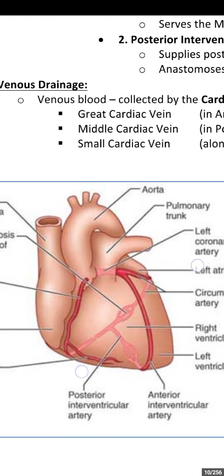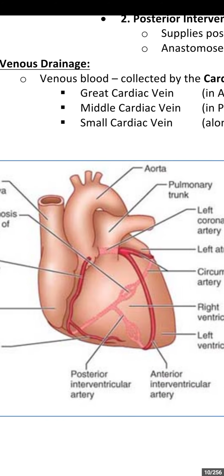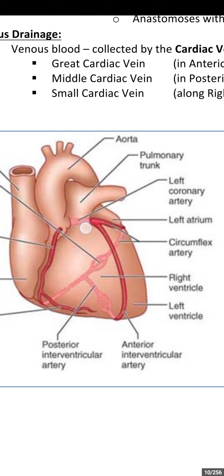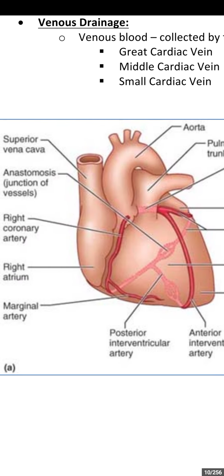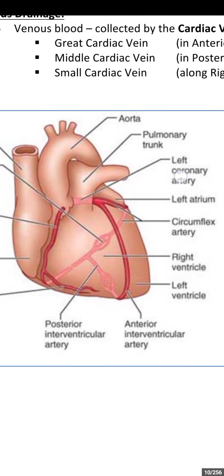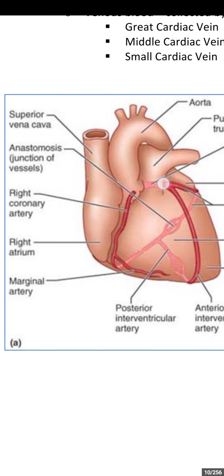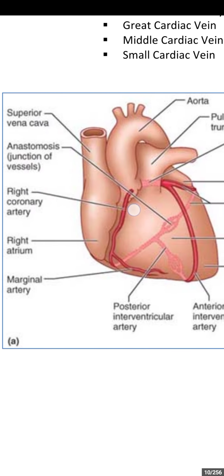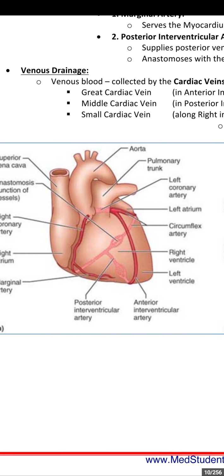The aorta supplies the blood to the left and right coronary arteries. The heart gets its own blood supply to the myocardium from the aorta. It's an important point. This aorta supplies blood to the left coronary artery, this one, and the right coronary artery, this one.